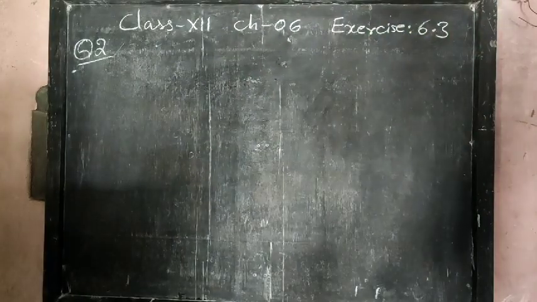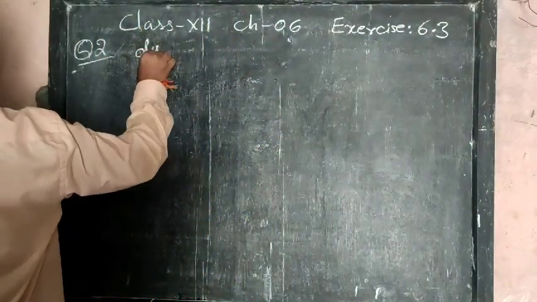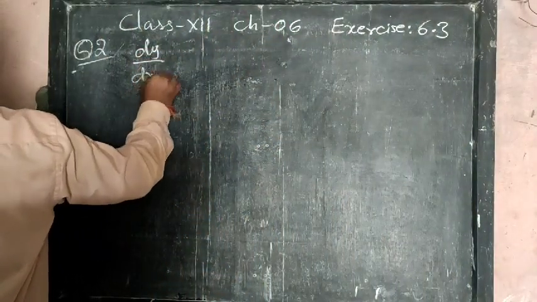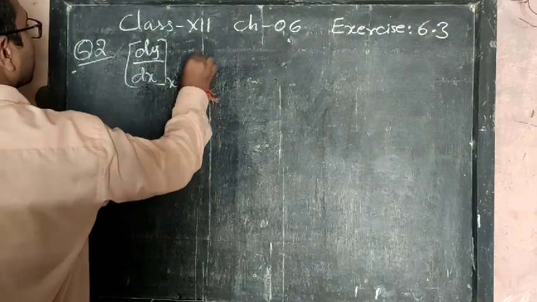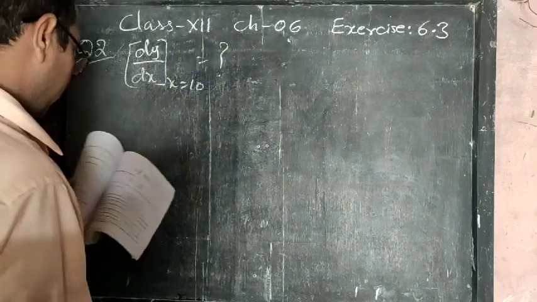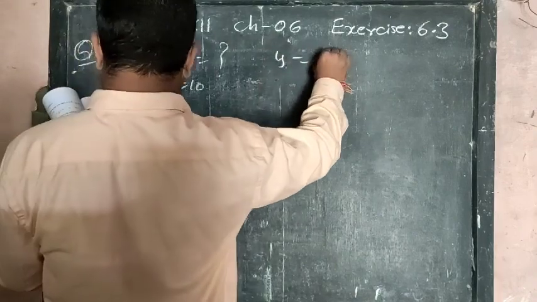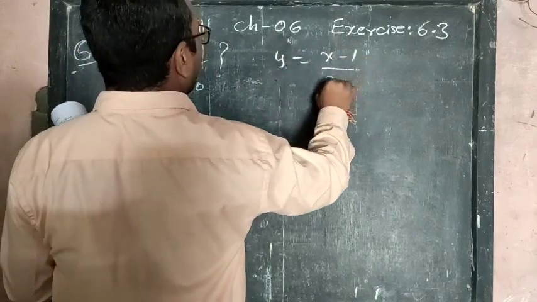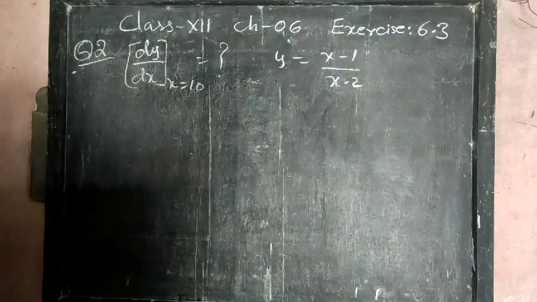Now students, you have understood what we have to find out here. We have to find out the value of dy by dx at x is equal to 10. Put the question mark. And what is given in the question? y is equal to (x minus 1) upon (x minus 2). This much is given in the question.